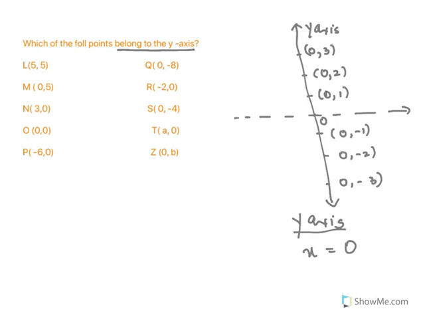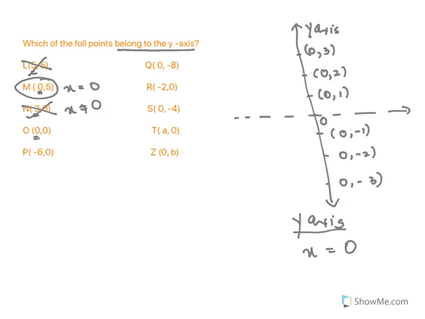So for the points on the y-axis, we have x equal to 0. So look at the first point L. Is x 0? No, x is 5. So it does not lie on the y-axis. Look at the point M. Is the x 0? Yes, x is 0 here. So it lies on the y-axis. For N, check for x. Is it 0? No, x is not equal to 0. So it will not lie on the y-axis.